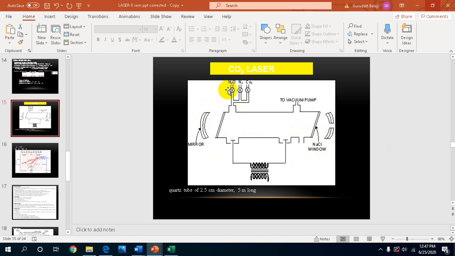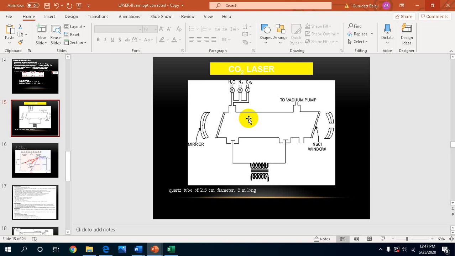A mixture of CO2, N2 and helium in the ratio 1:2:3 is taken, along with traces of water vapor. It is kept inside the quartz tube at optimized pressure. The active centers here are CO2 molecules. During the lasing action, CO2 decomposes into carbon monoxide and oxygen, and to reoxidize, water vapor is required. That is why we have used these traces of water vapor.